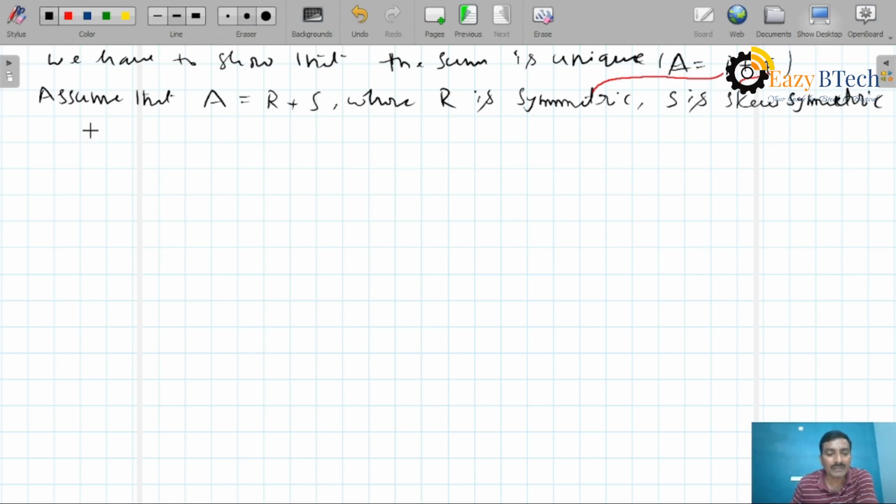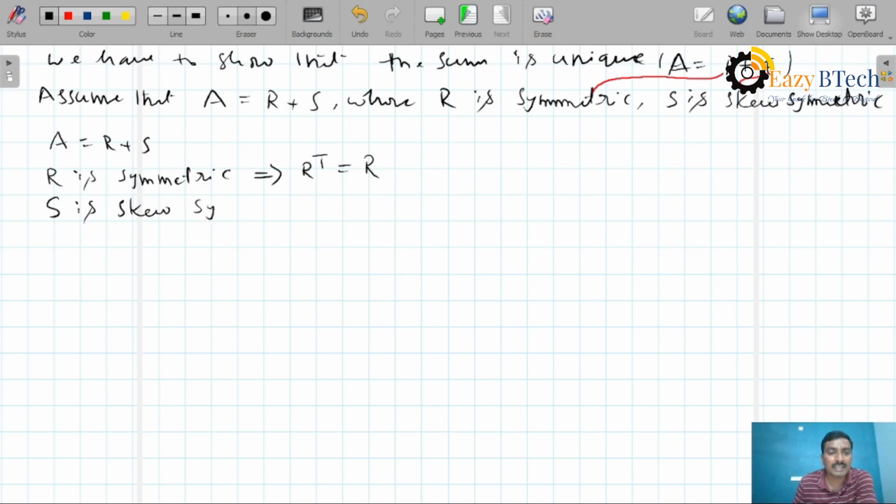See, A equals R plus S. In this R plus S, R is symmetric. What is the meaning of R is symmetric? R is symmetric means R transpose gives the same matrix R. But S is skew symmetric, which means S transpose equals minus S.